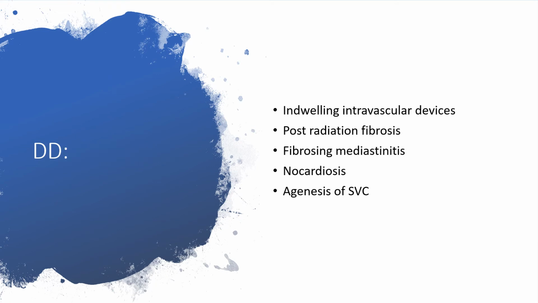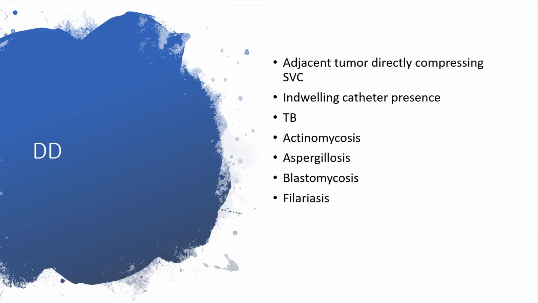What are the possible differential diagnoses here? Indwelling intravascular devices, post-radiation fibrosis, fibrosing mediastinitis, and agenesis of superior vena cava. Still on differential diagnosis, it could be adjacent tumor directly compressing the superior vena cava, or we might be dealing with indwelling catheter presence, or tuberculosis, actinomycosis, aspergillosis, blastomycosis, or filariasis.